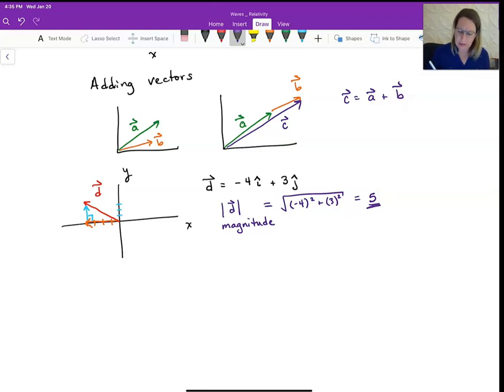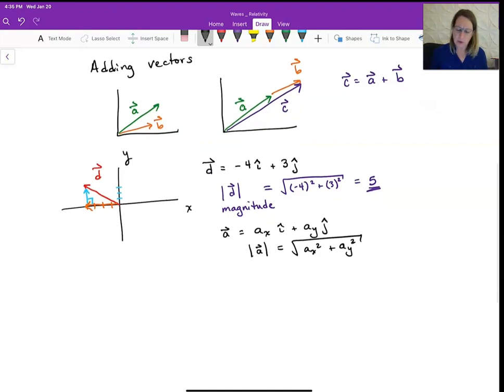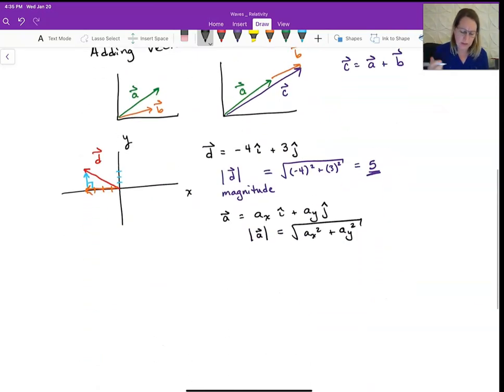So to generalize this, we can say that a vector A or D, that is AX in the i hat plus some amount in the j hat, the magnitude of A is given by the square root of the sum of the squares. So this is Pythagoras. Okay. As long as we're talking about a vector, though, the thing we said about vectors is that it has a size or magnitude, but also a direction. So looking at this, we've got the size of D, the magnitude is 5.